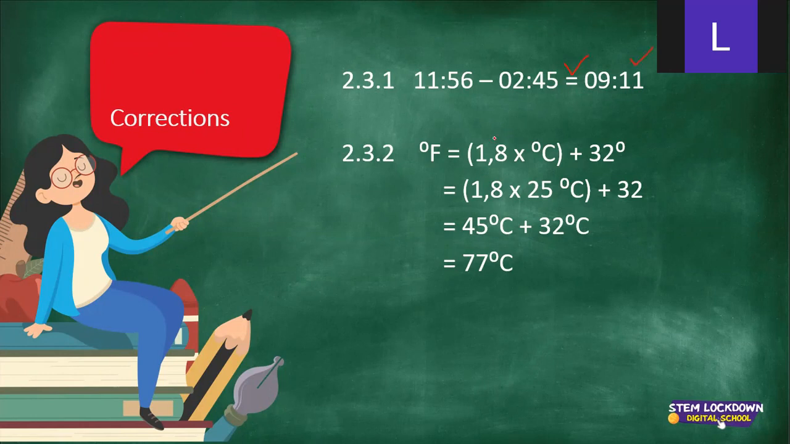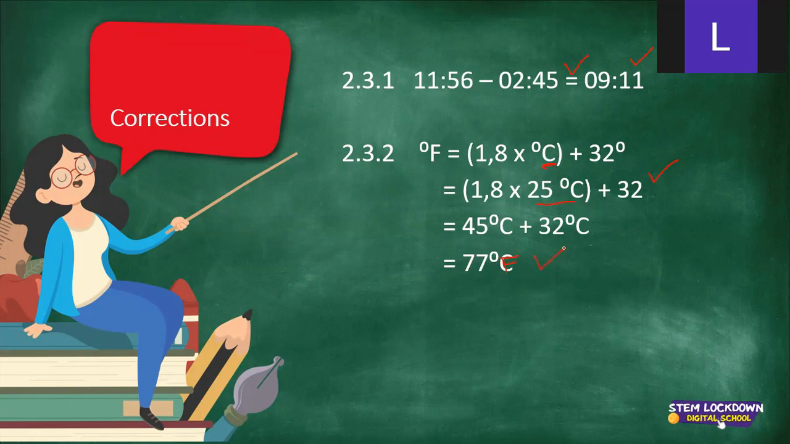For the second one, we're converting degrees Celsius, which is 25 degrees, to degrees Fahrenheit. We all make this mistake, so make sure that you don't write the incorrect units. In this case, I'll give you a mark for correct substitution: 25 degrees Celsius must go there. Simplify, then your answer is 77 degrees Fahrenheit. Make sure that this is an F for you to get full marks.